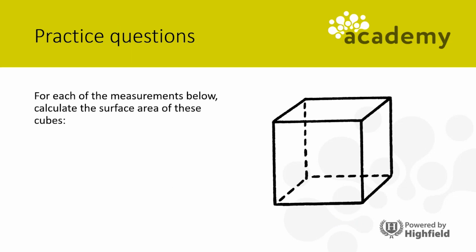Some more practice questions for you. For each of the measurements below, calculate the surface area of these cubes. So the first one is 6 centimeters, the second one is 18 centimeters, the third one is 35 centimeters, the fourth one is 75 centimeters. So press pause, have a go at answering the questions, and press play when you're ready to see the answers.